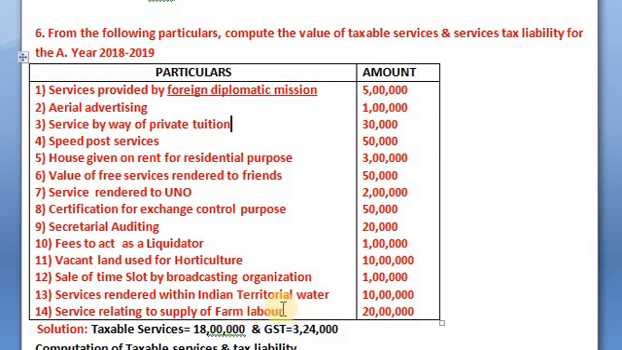Service rendered within Indian territorial water, that is within the borders, within the waterways. So again it is taxable. Service related to supply of farm labor, so again here it is related to your farm labor.